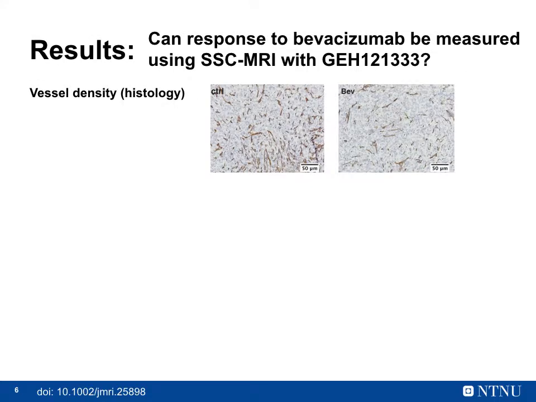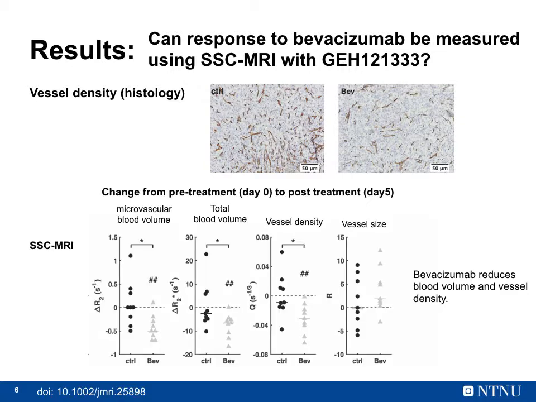First, we investigated whether the response to bevacizumab can be measured using SSC MRI with GH121333. To answer this question, we compared the SSC results with histology. Histology showed that bevacizumab treatment reduced the vascularization of the tumors. We could indeed measure this using SSC MRI.